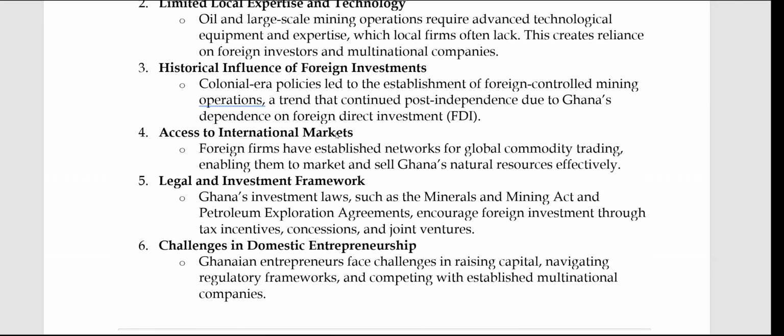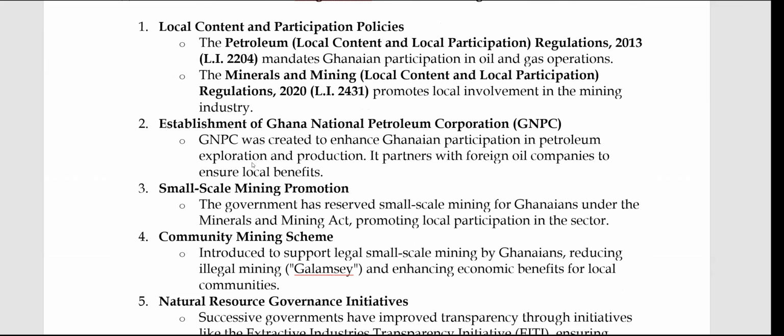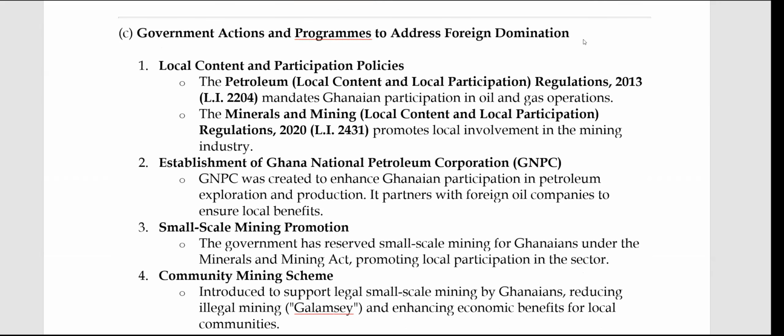So, what are some of the ways government has addressed foreign domination? Local content and participation policies through the local content regulations, the Minerals and Mining Act, then establishment of the Ghana National Petroleum Corporation (GNPC) to enhance Ghanaian participation in petroleum exploration and production. Now, the small scale mining promotion so that normal Ghanaians, infant industries can be protected.